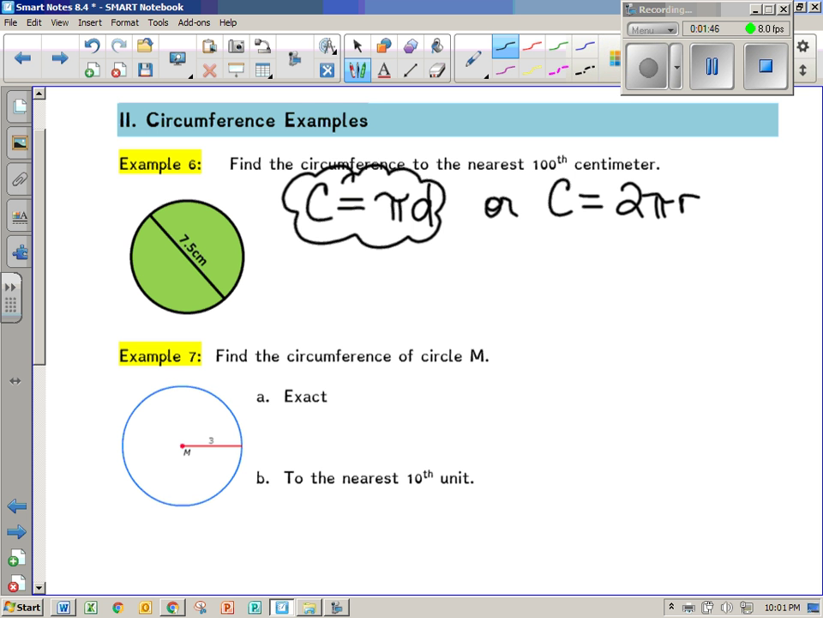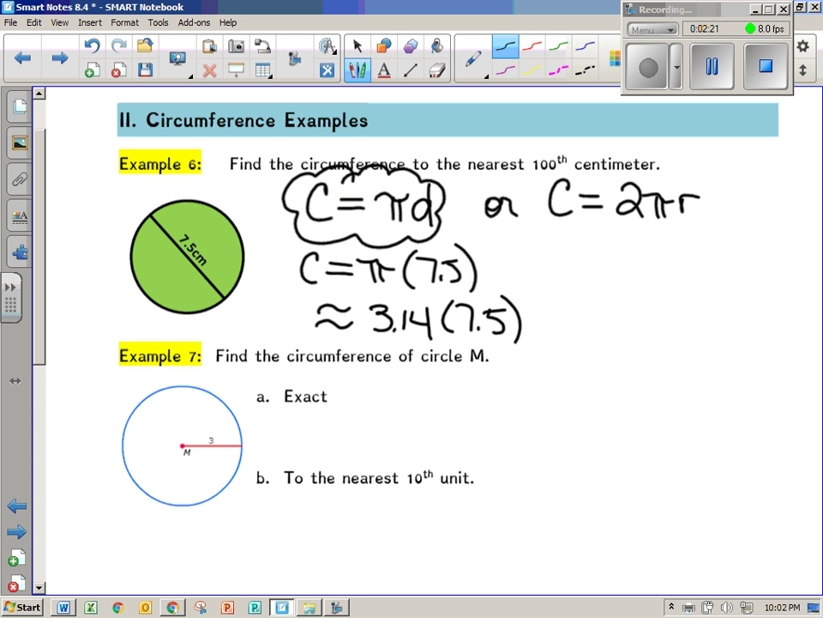So the example that we have, since diameter is the distance through the center, this one is 7.5 centimeters. So it's really an easy problem to do. It's pi times 7.5. So we're going to have to approximate it. Whenever you insert 3.14 for pi, you use the approximation symbol because that's not an exact value for pi. So to get an approximation, which we're going to do, sometimes I'll ask you to give the exact answer, like on example 7, and we'll show what to do there.